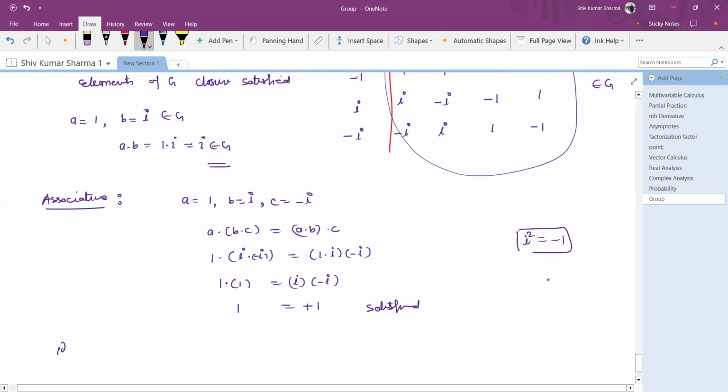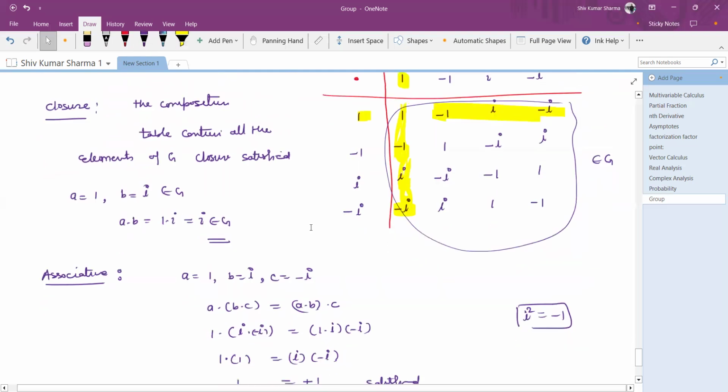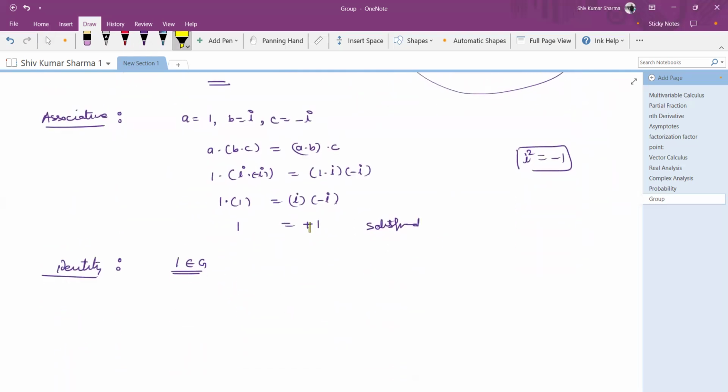Now we move to the identity. So from the composition table, you see that the 1 is the multiplicative identity which belongs to G. So when we multiply any element by 1, it gives the same element of G. So that means identity satisfied. Either you can take this first column or the first row. So the elements belong to set G. So that means identity satisfied.